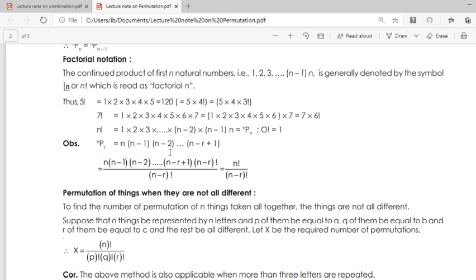Now, what's the formula for nPr? This is the formula: n factorial over n minus r factorial. n factorial over n minus r factorial.